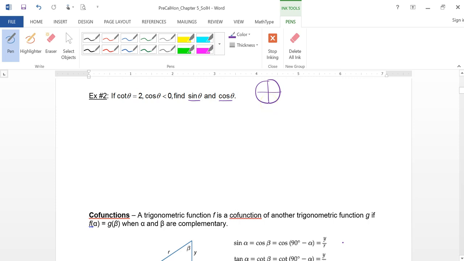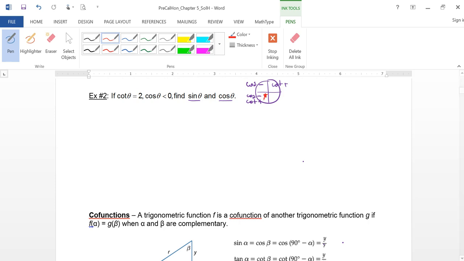If cosine is less than 0, that's in these quadrants. If cotangent is positive, it's here. That means my answer is in which quadrant? 3.